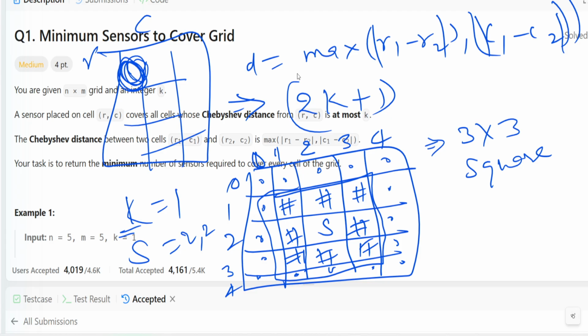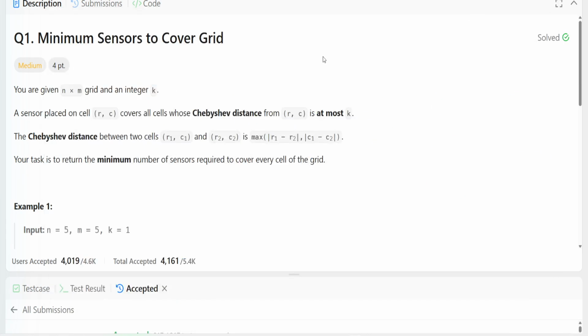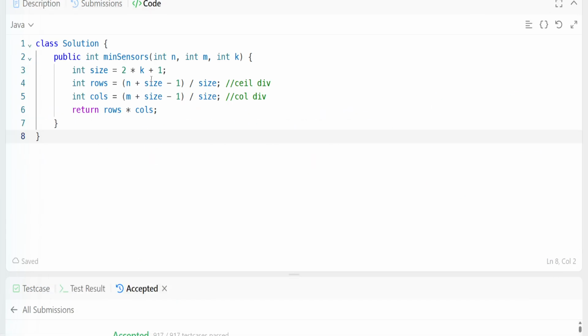Okay, so it's very simple. What you need to do over here is take the size 2k plus 1 and the row n plus size minus 1 divided by size. So you have the cell divisor and column divisor, right? You will just do row into column, and you will get the covered area.